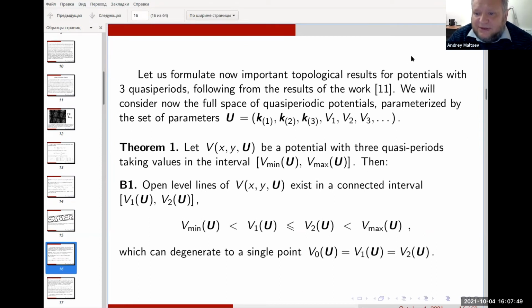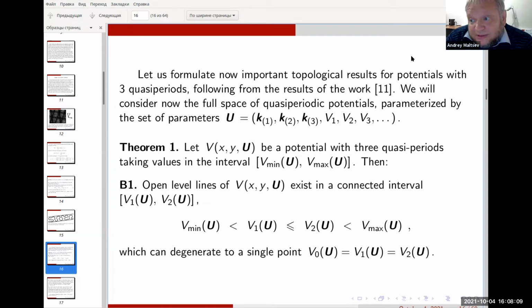So let us give here some serious theorem which is obtained now for the potential with 3 quasi-periods. So let us now consider any potential with 3 quasi-periods and ask what is the geometry of its level lines.